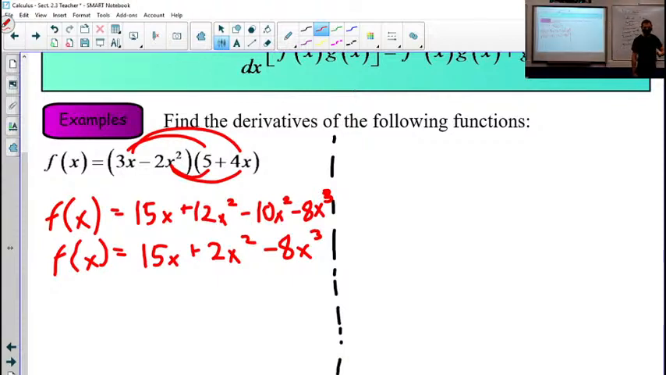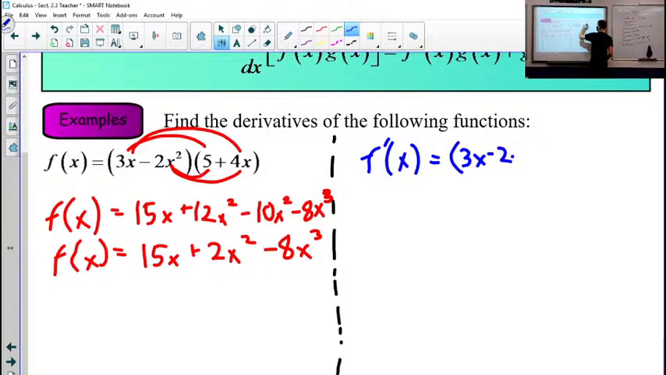We can take the derivative of that, but before that, let's see what the product rule looks like. So here are the two things that we're multiplying together. Again, first times derivative of the second plus second times derivative of the first. First, so we're just going to rewrite 3x minus 2x squared times derivative of the second. So I want derivative of 5 plus 4x. Derivative of 5 is 0. Plus derivative of 4x is 4.